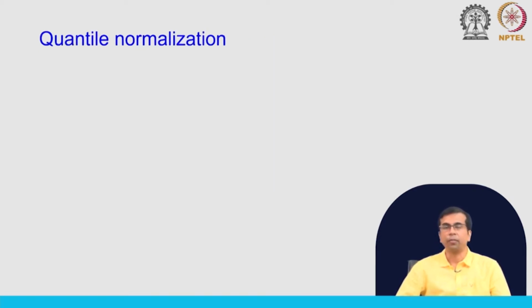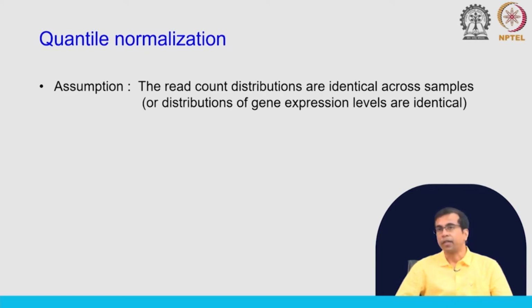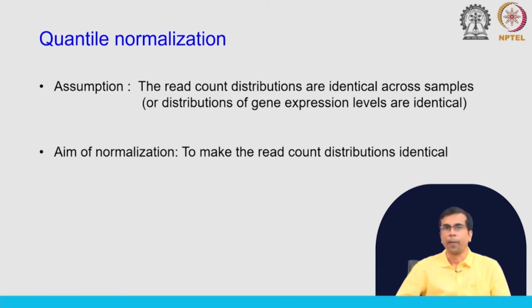So, what is quantile normalization? Again it starts with an assumption. The assumption is that the read count distributions are identical across samples. This is a specific assumption. Maybe their genes are not showing the same expression, but the distributions are identical. They will not change between samples. Or, in other words, the distribution of gene expression levels is identical. Now, if you think about this assumption, you might have some questions, but keep those with yourself for the moment, because we will discuss a bit more about this.